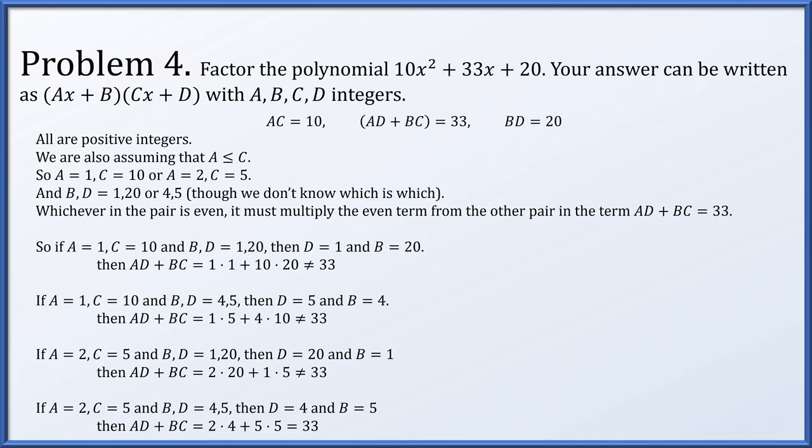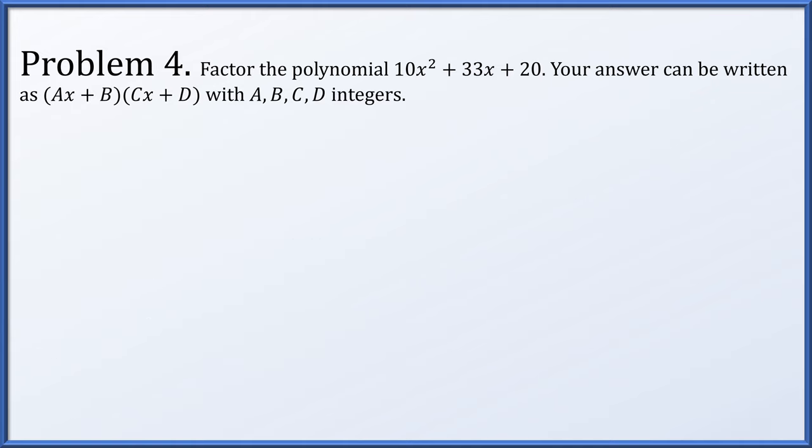So by picking A equals 2, C equals 5, D equals 4, and B equals 5, we get AC equals 10, AD plus BC equals 33, and BD equals 20. So we have a solution. A is 2, B is 5, C is 5, D is 4. That's what we finally worked out.